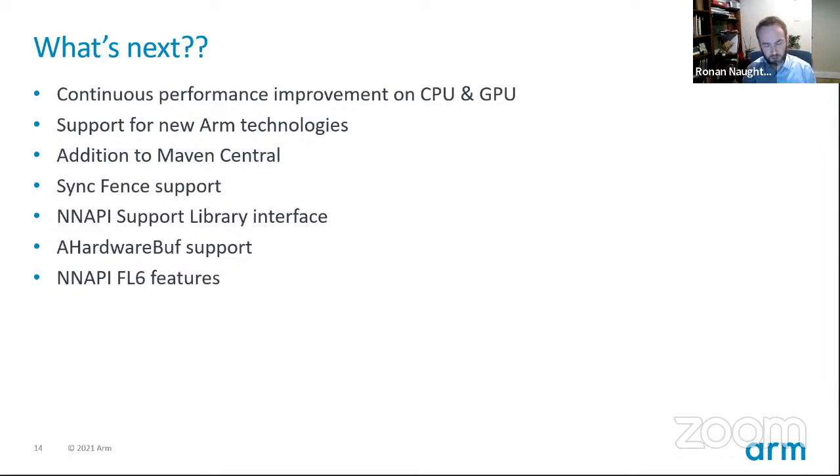Support for new ARM technologies. I mentioned ARM v9, but there's a lot of other interesting stuff coming down the pipeline for both GPU and CPU, and you'll see it all here first in ArmNN and Compute Library. However ML happens, it will happen on ARM, and that's our motto, and you will see the best ML performance here with these libraries.